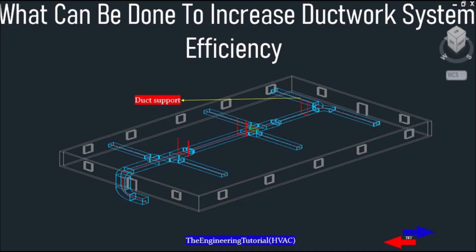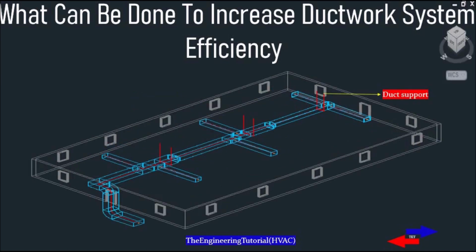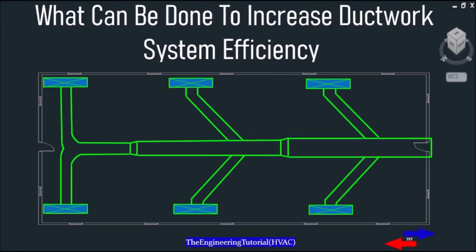So we have two standard designs. The first design is more efficient due to having fewer sharp turns than the second design, which has more sharp turns. And now if we compare the two designs with this design, which has been optimized, it is more efficient than the two standard designs.